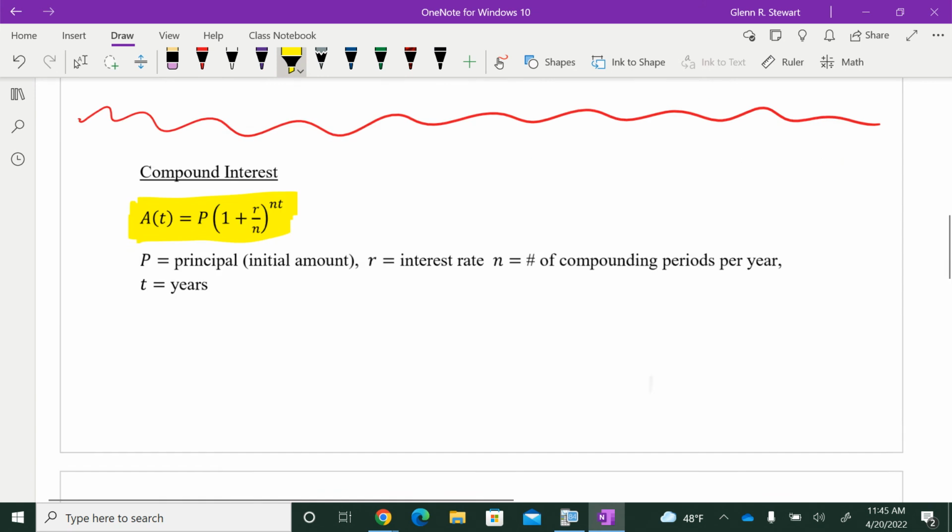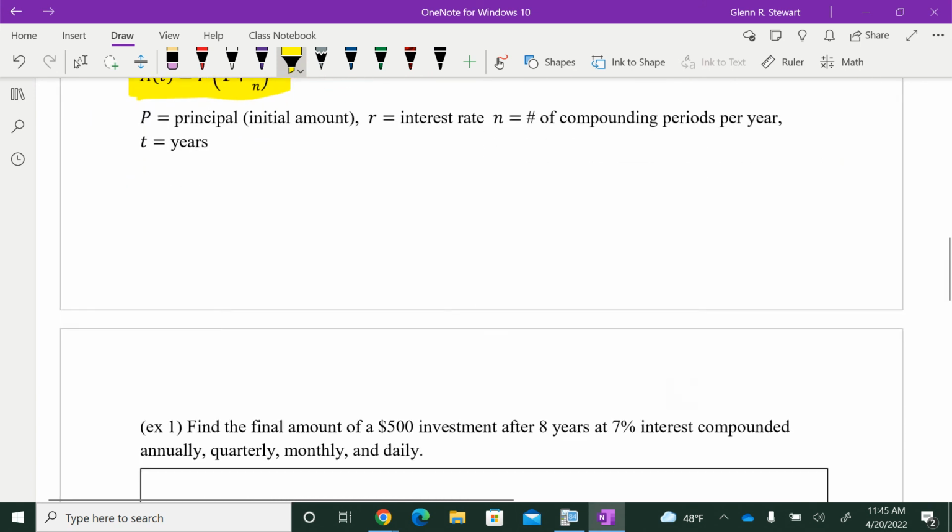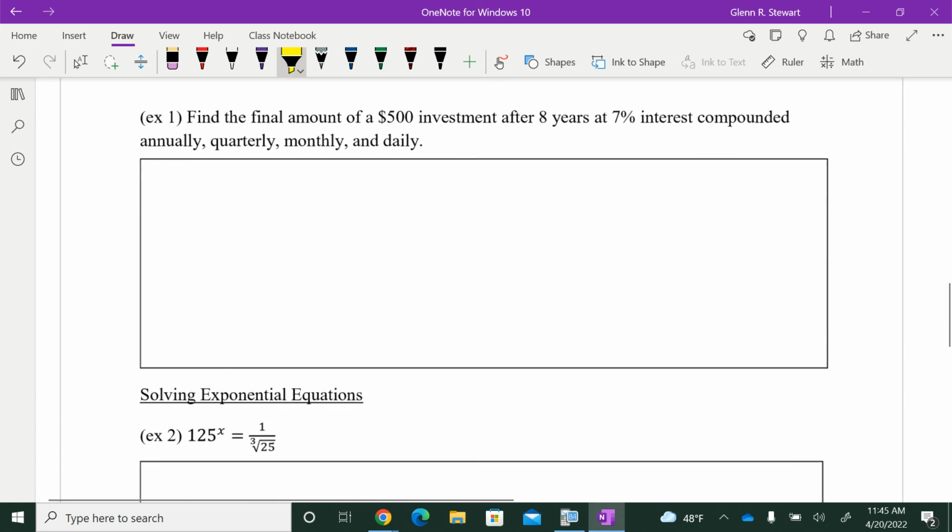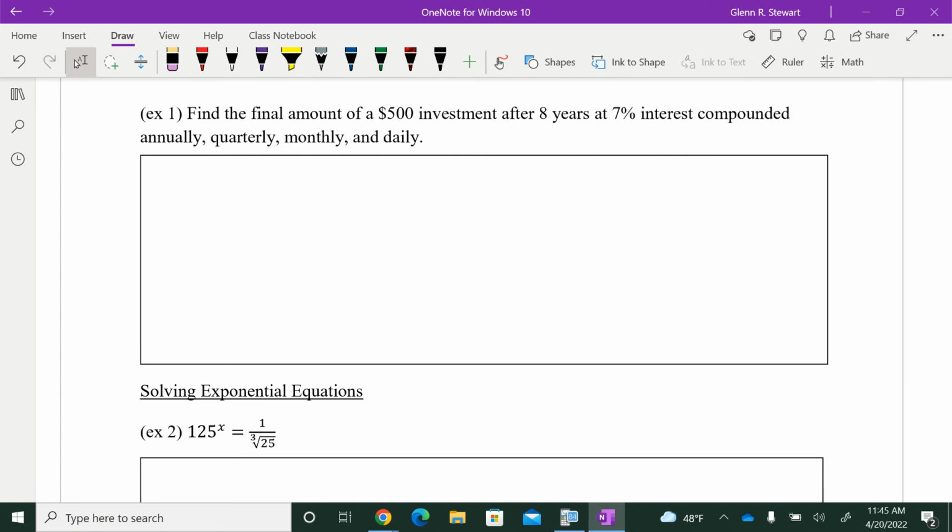A lot of times, if you go to banks and you have a checking or savings account and they offer you interest, they'll use something called continuous compounding, which is very similar to this formula that we're going to use. So example 1 says find the final amount of a $500 investment after 8 years at 7% interest compounded annually, quarterly, monthly, and daily.